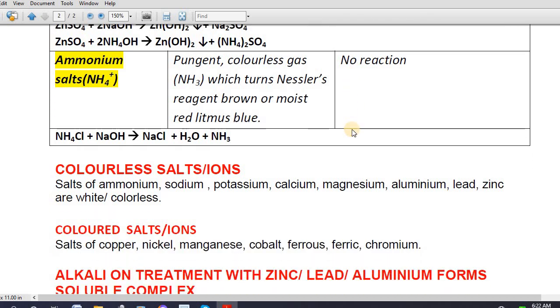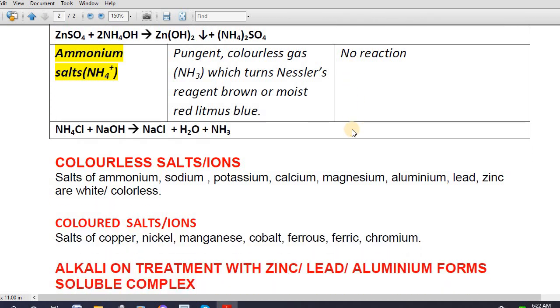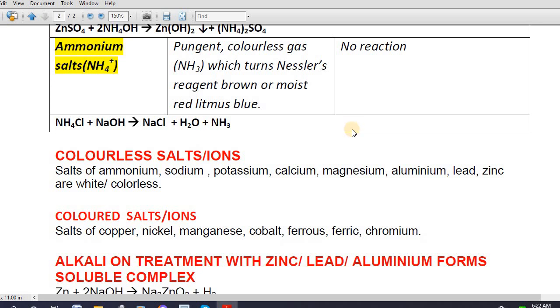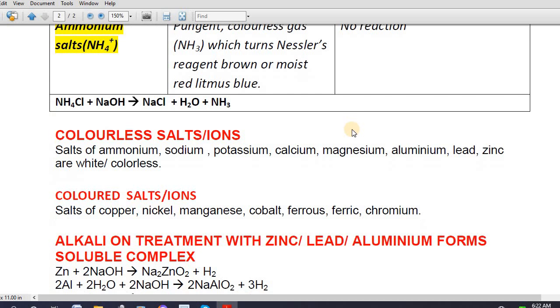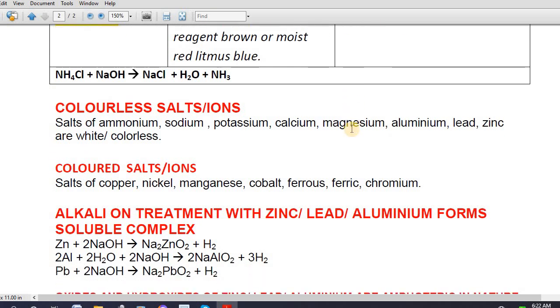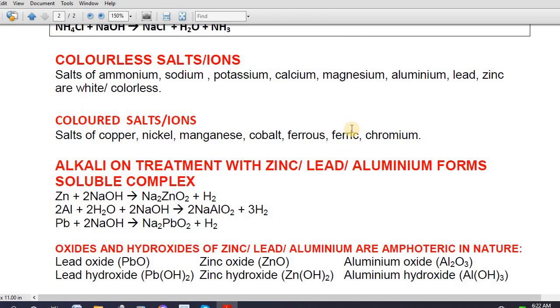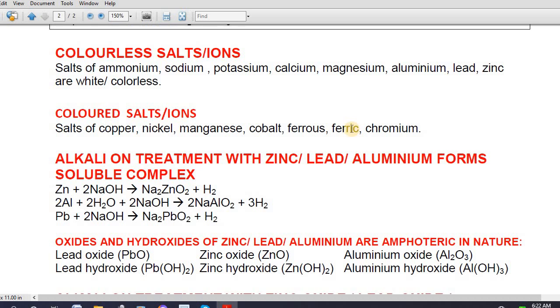Okay, so now these are the colorless salts: ammonium, sodium, potassium, calcium, magnesium, aluminium, lead, zinc. Lead and zinc are exceptions, but all others are representative elements. The salts of representative elements are colorless in nature. And colored salts, we are talking of salts of copper, nickel, manganese, cobalt, ferrous, ferric, chromium. These salts are colored in nature, and when you dissolve them, this color is due to the formation of ions.